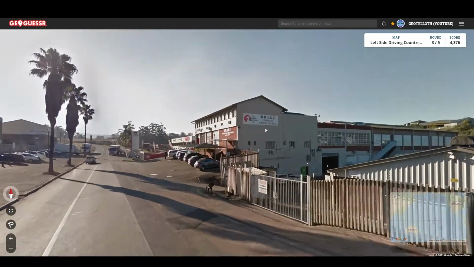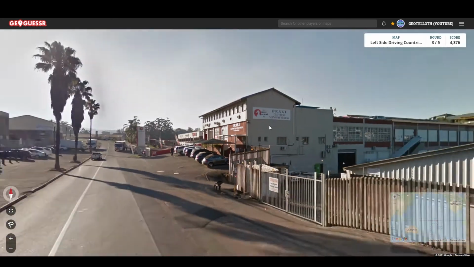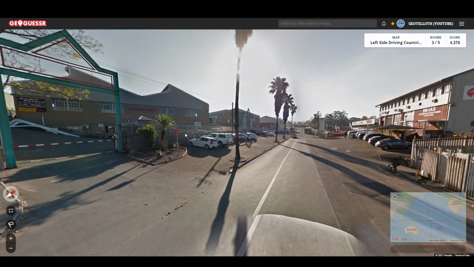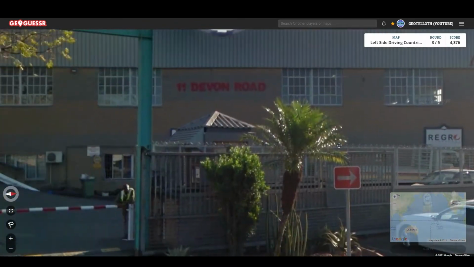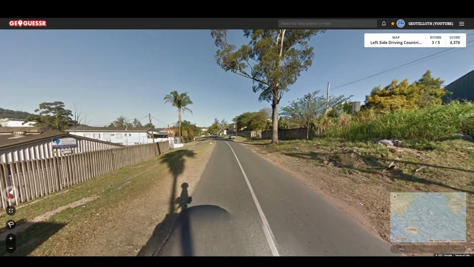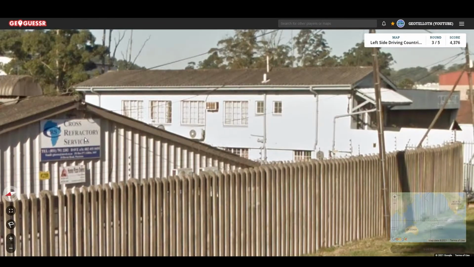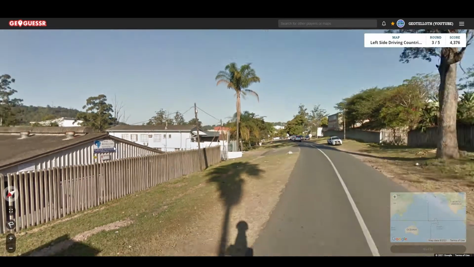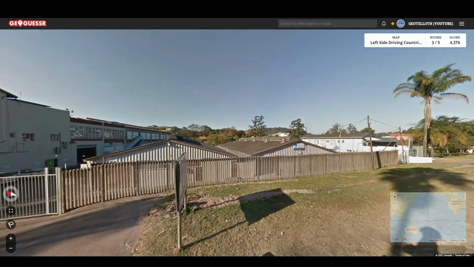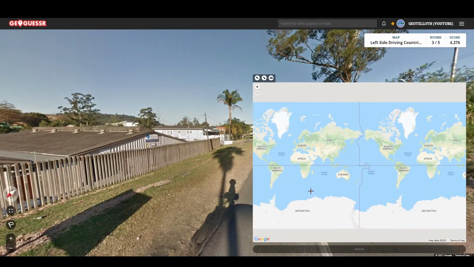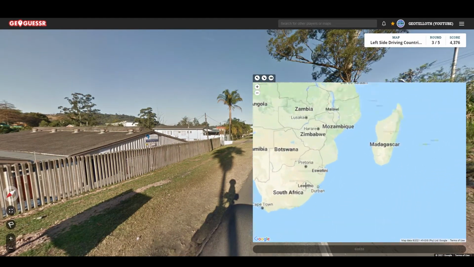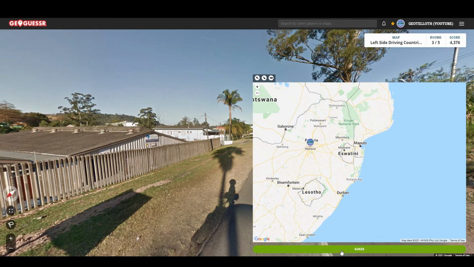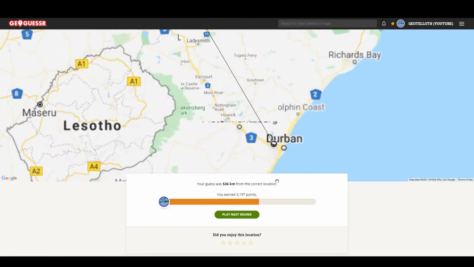And next, Drake Clothing Manufacturers. Are we once again in South Africa? I think that confirms that that is a symbol of the African continent. So I think we're probably in South Africa, and we're going to go Pretoria. We were in Durban, but we were correct. Next round.